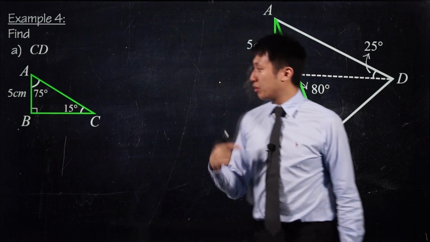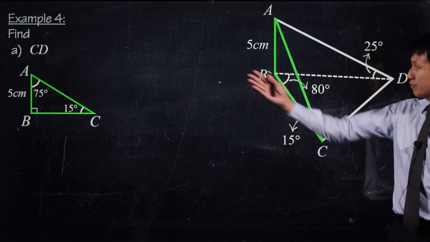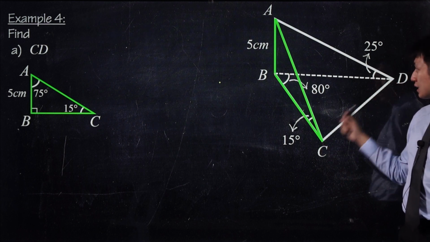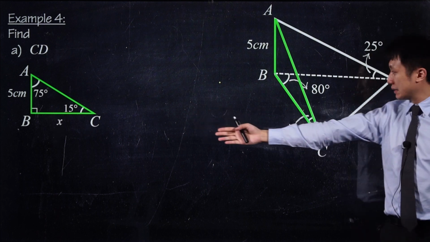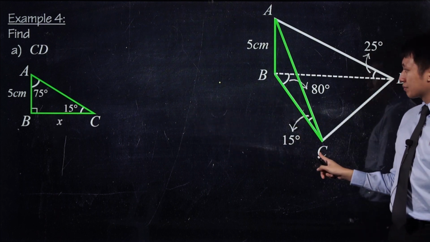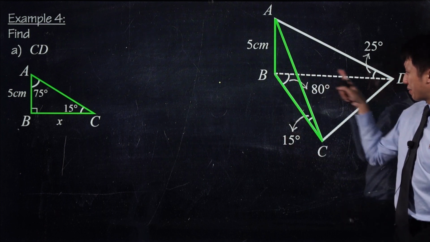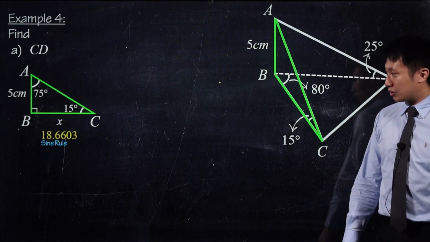Why do we want to use this triangle? We use this triangle so that it helps us to find CD. CD is here. So we can find which one? We can find BC here. Then later on we find BD, then later on we can find CD.